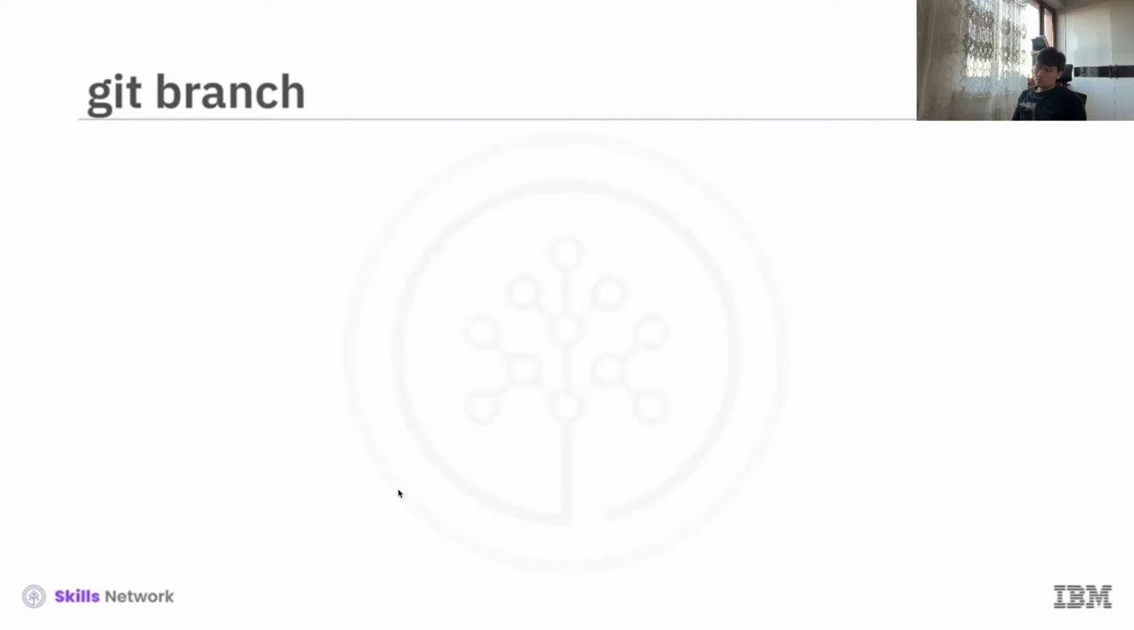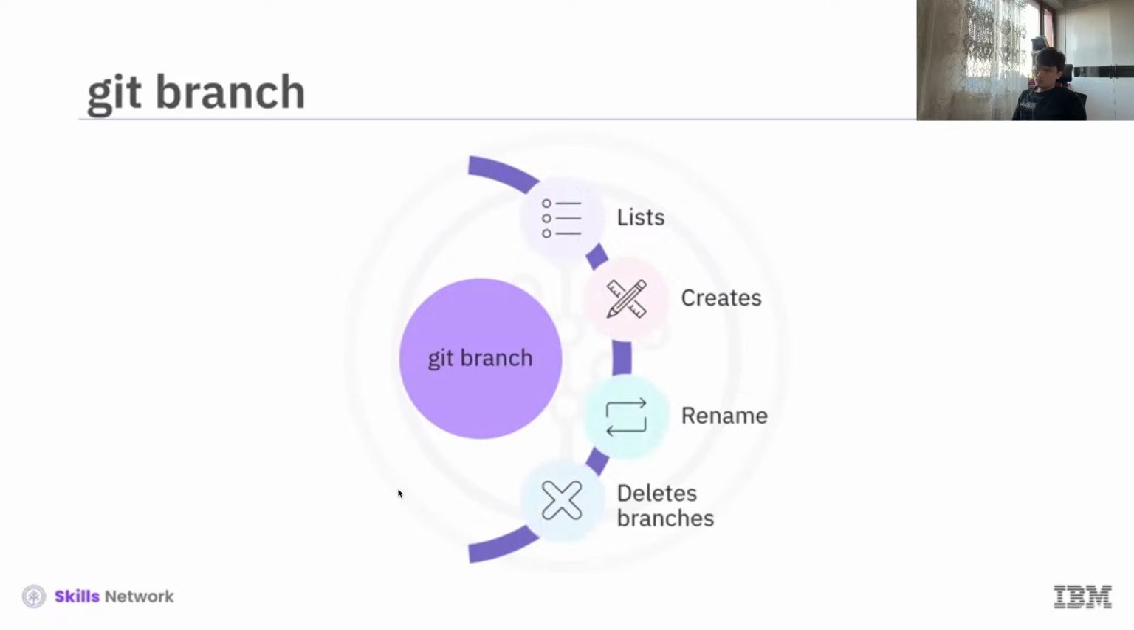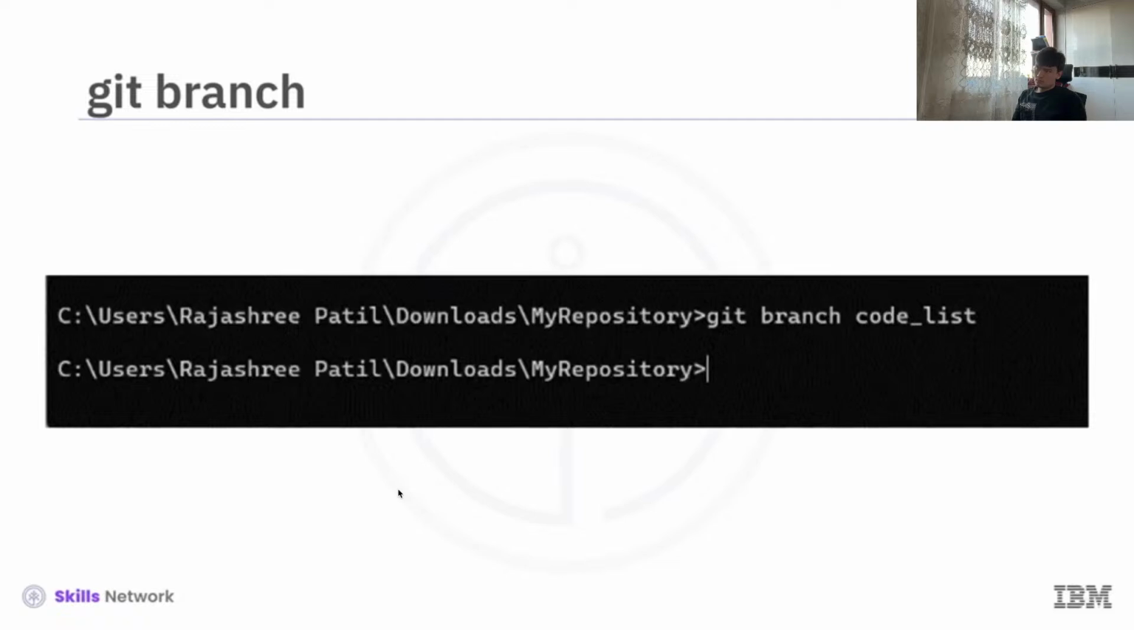Now what if you want to experiment with your code, but you do not want to disrupt the current flow? Let's learn to create a branch using the git branch command. To work in isolation, you can use the git branch command that lists, creates, renames, and even deletes branches within a Git repository. So, say you want to create a branch called code_list. For this, you may use the git branch command.